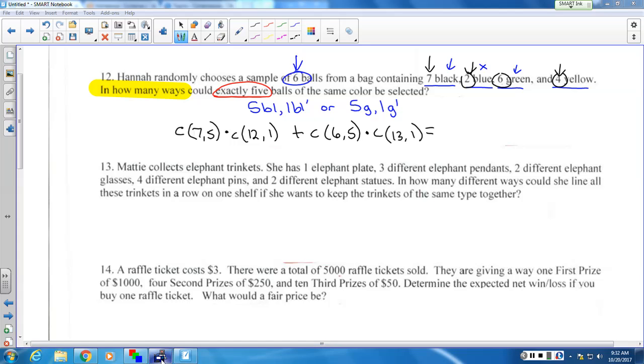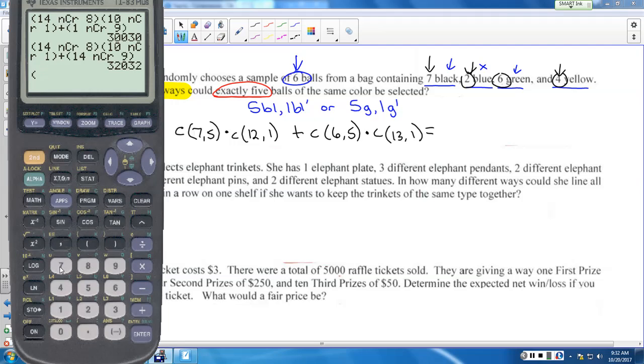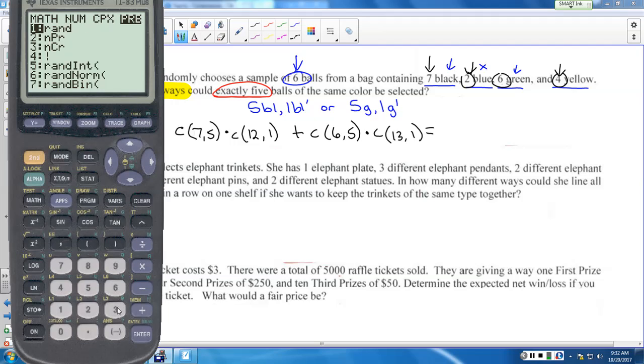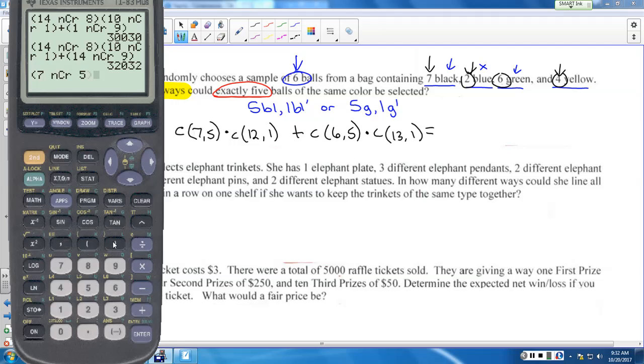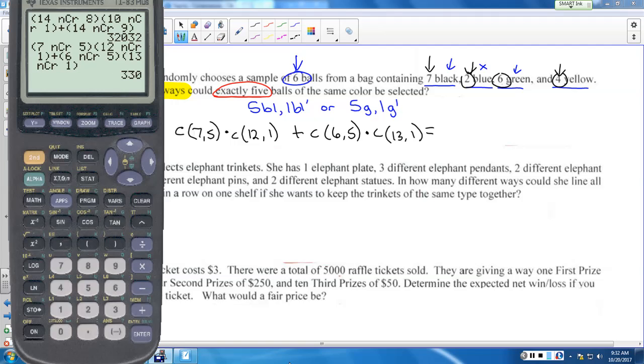So I will type this in the calculator with you. I'm going to do 7 math probability, choose 5, times 12 math probability, choose 1, plus 6 math probability, choose 5, times 13 math probability, choose 1. And I get 330.